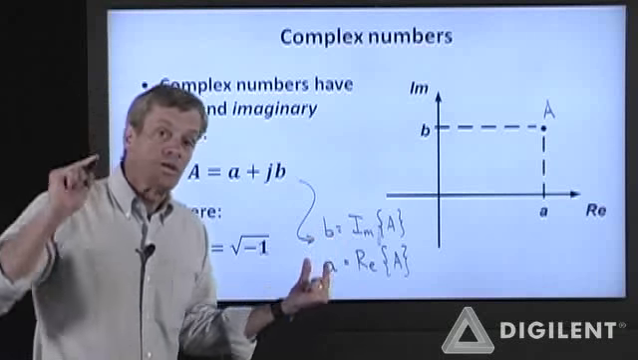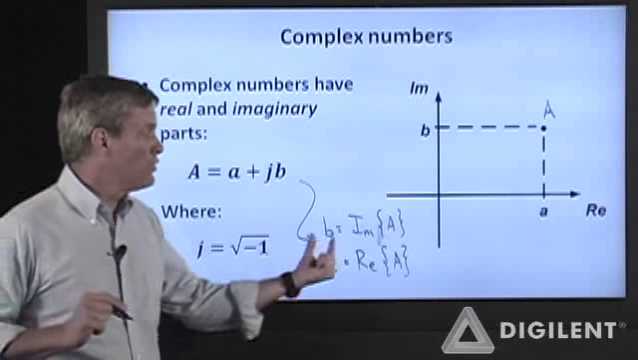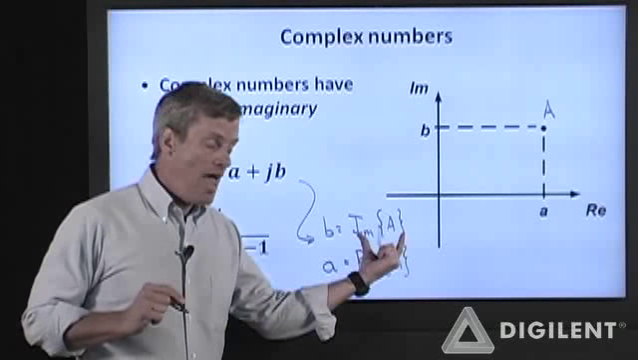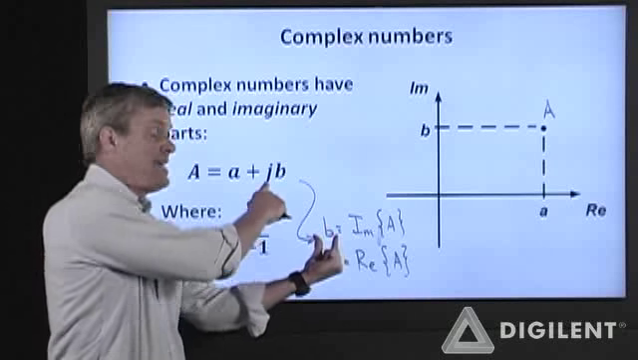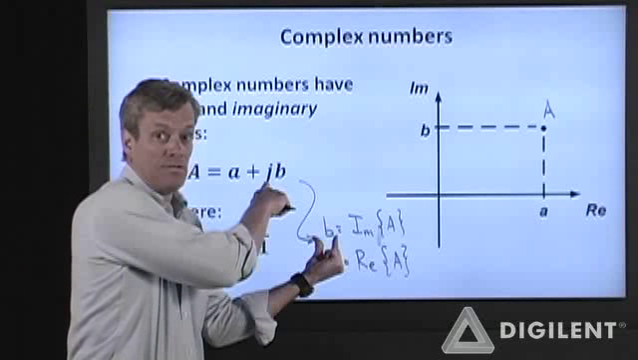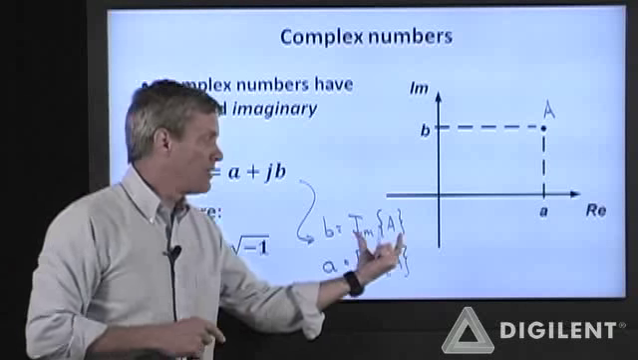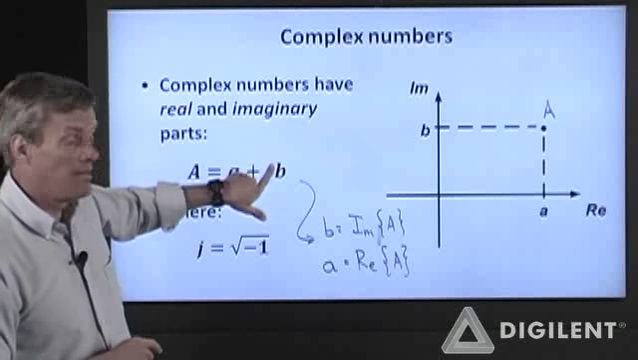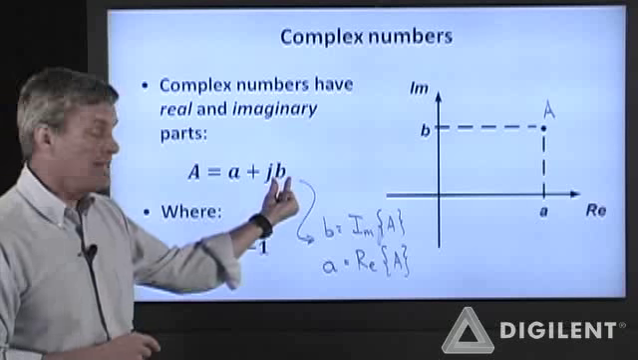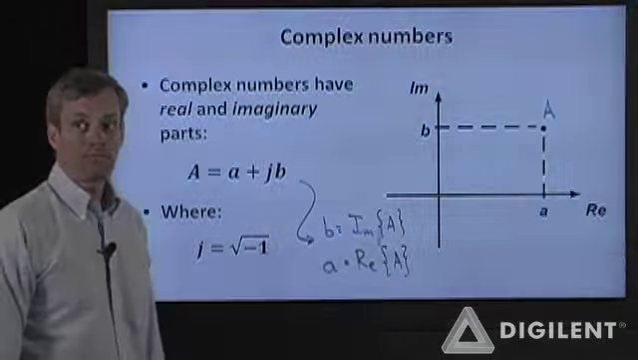Okay? Notice one thing that gets people confused. The imaginary part of A does not contain this j. Okay? j is telling me which of these is imaginary. The imaginary part is not that j. b is the imaginary part.